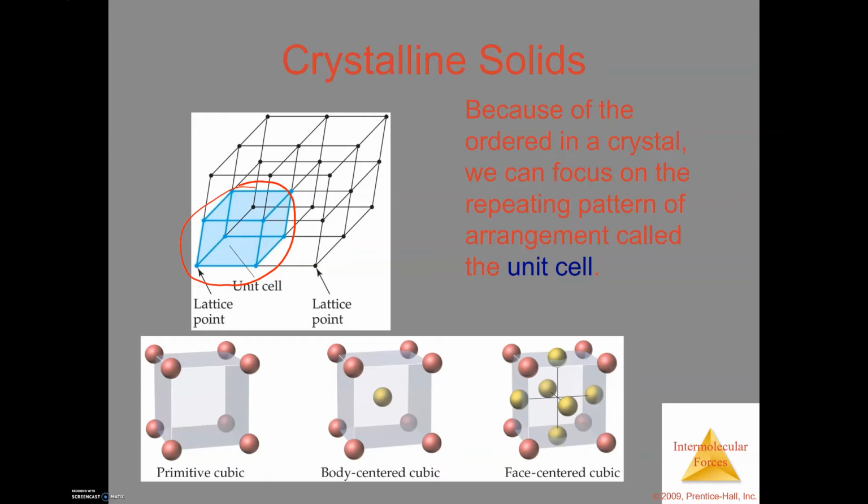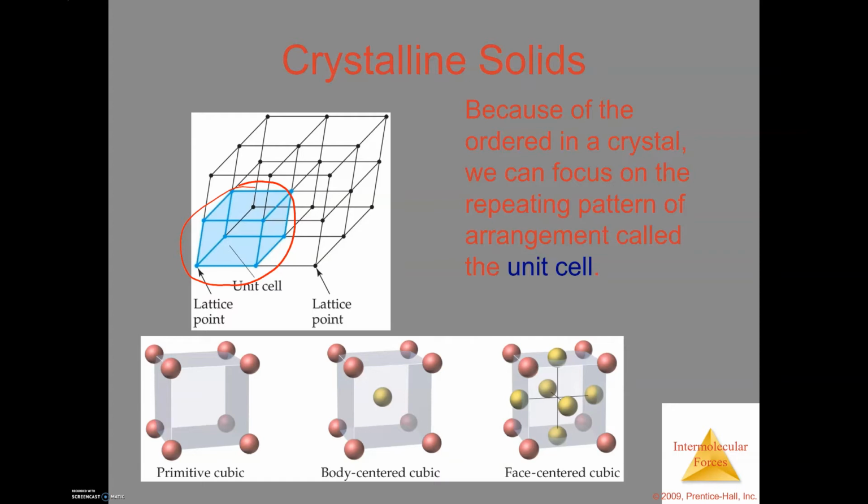Now, there are three different types of unit cells. There's primitive cubic, body-centered, and face-centered. If you look at the primitive cubic, you can see that the atoms are along the corners of that cube, and that's just representing the primitive cubic. If you look at the body center, you still see the atoms along the corners, but you also see the atom that's found in the middle of the unit cell, and that's why it's called body centered.